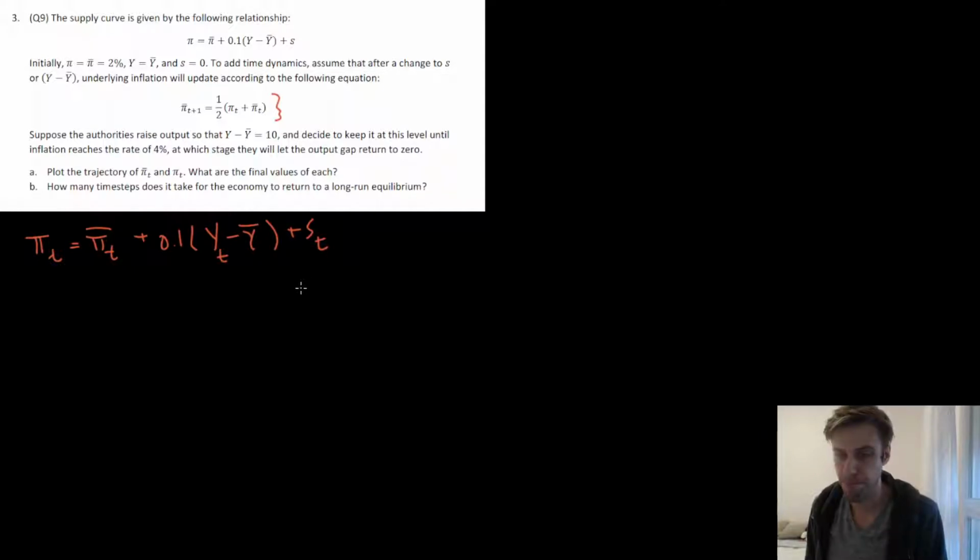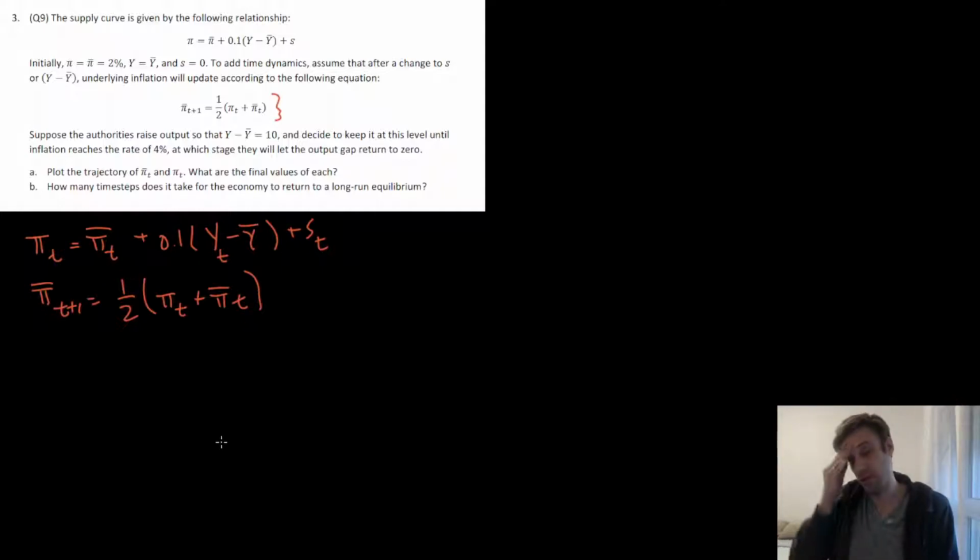So pi bar t in this problem is going to be a time-dependent variable. We also have an update rule for pi bar, not for pi itself. So this is important to notice. The first thing you need to notice is that the state variable is pi bar, right? Because we have a t plus 1 here and we have a t. For pi t we only have t, for yt we only have a t, for st we only have a t. So the state variable is pi bar t. So let's solve for pi bar t.